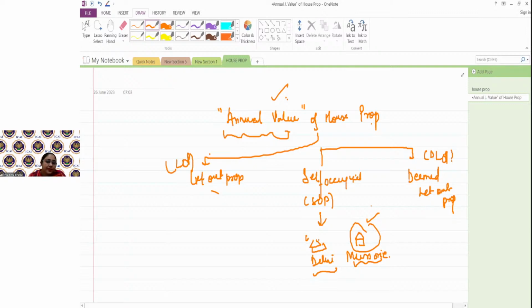Okay. Now here one beauty of self-occupied property is we will see that you can only claim up to two properties as self-occupied. You can only claim up to two properties as self-occupied.